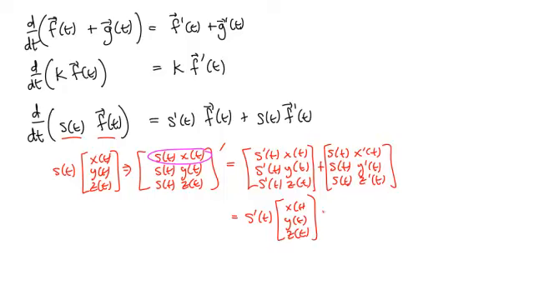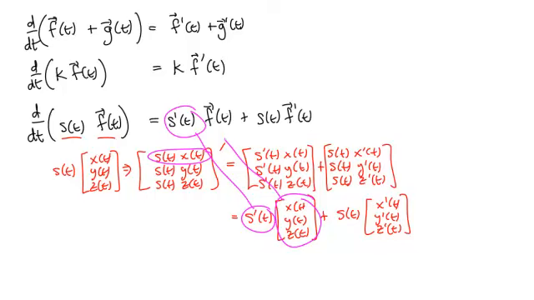On the other hand, in the second vector, I could factor out an s of t, this common factor, and I'll be left with x prime of t, y prime of t, z prime of t. And if you take a look at what this is, we have s prime of t times x of t, y of t, z of t, that's the function, plus s of t times the vector x prime, y prime, z prime, which is exactly the derivative f prime of t. So it turns out that the product rule does work in this situation.